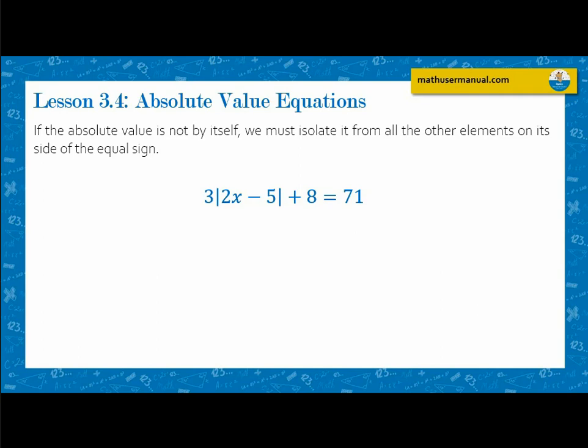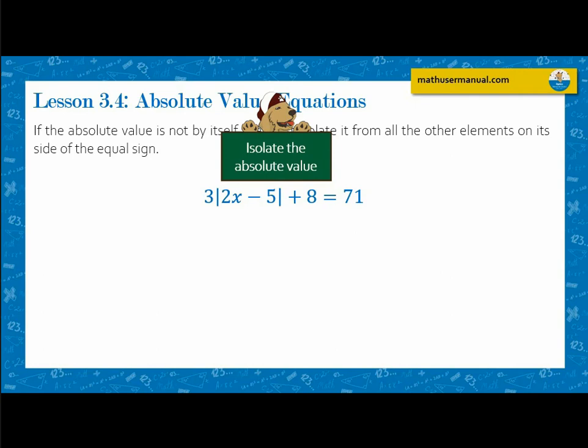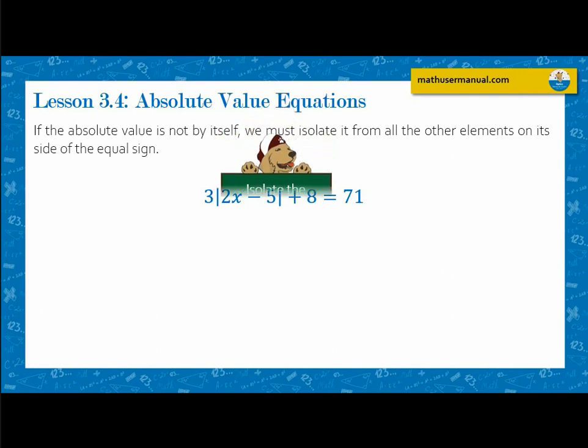So what we're going to do when the absolute value is not by itself is start by isolating that absolute value. We're going to solve for that absolute value the same way we have been solving for x. So we want that big thing, the 2x minus 5 inside of the absolute value, to be completely by itself on the left side of the equal sign. Currently, it's not by itself because there is an 8 doing an addition and the 3 doing a multiplication.